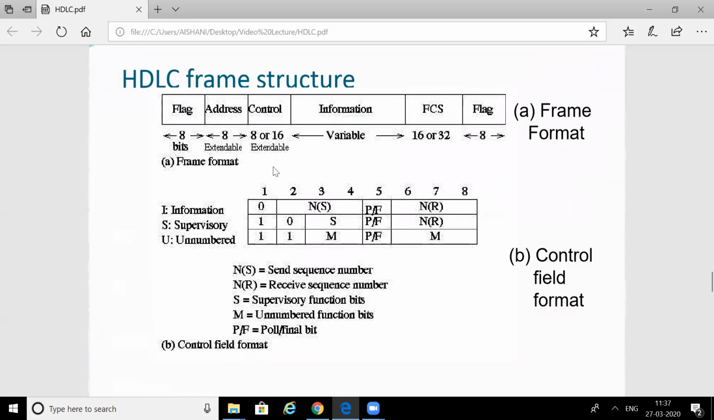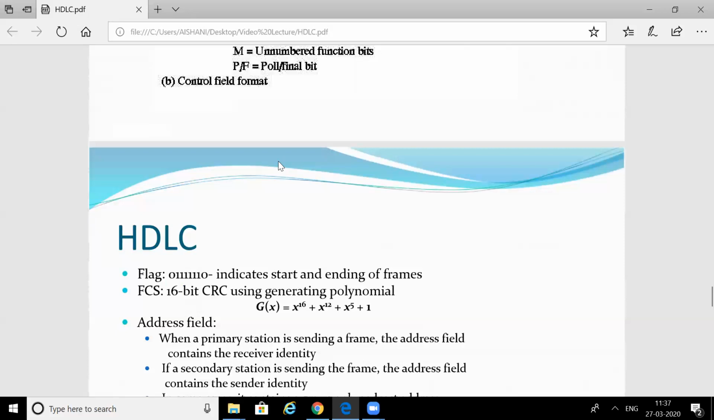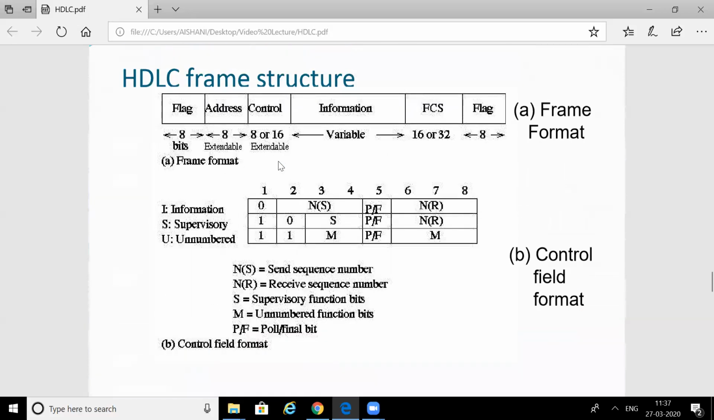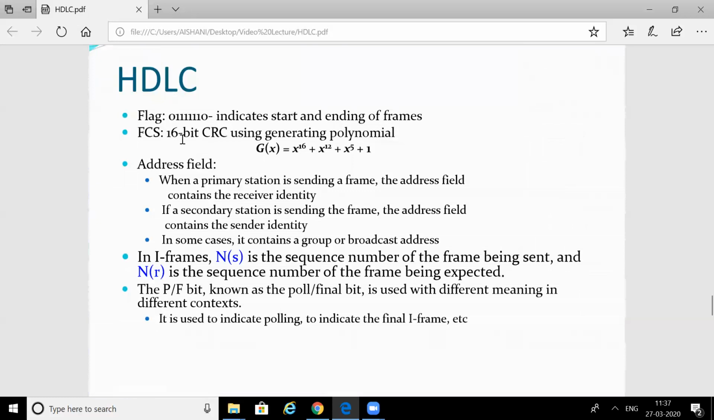After that, there is a control field and there's an information field. We'll come to the details of that. And then FCS. In case of FCS, it uses a 16-bit CRC with a generating polynomial, which is used for error detection.